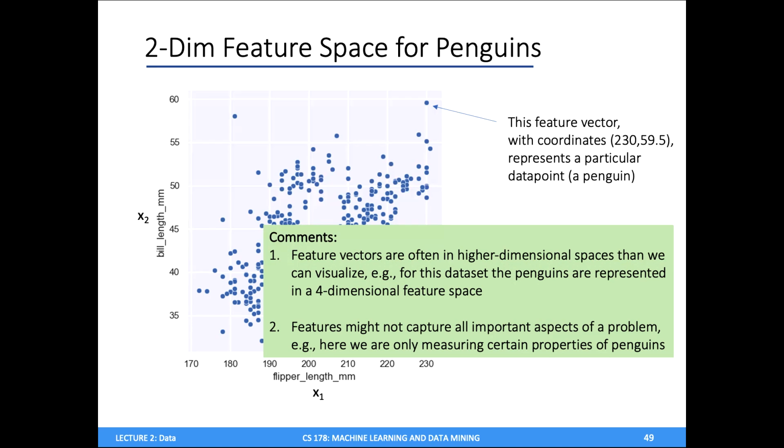Another thing I'd like to briefly mention is that the features that you have don't necessarily capture all of the important information about your problem. So for example, in this penguin data set, we only measured 4 numbers about these penguins. But there might have been other attributes of these penguins that we didn't measure that could also be useful for our problem. So no matter what data we have, there's also more data that we could have gone out and collected that would also be useful for our task.